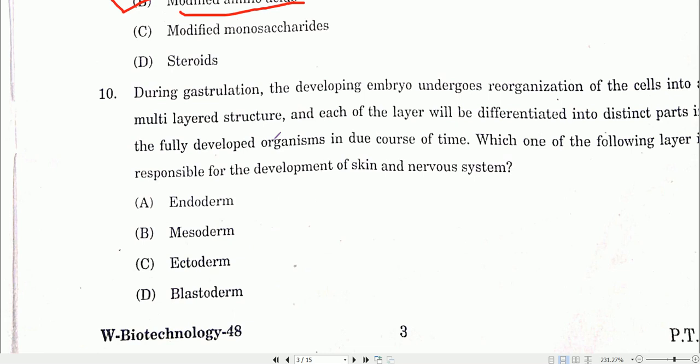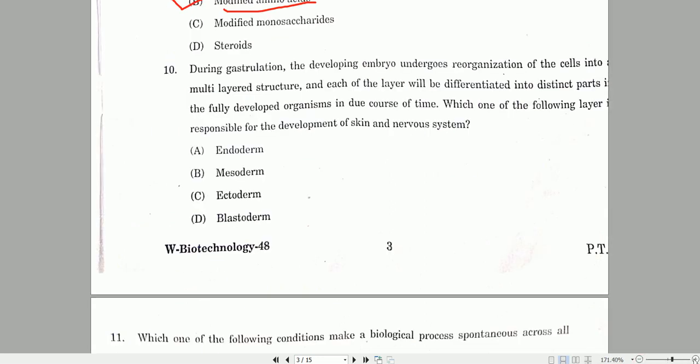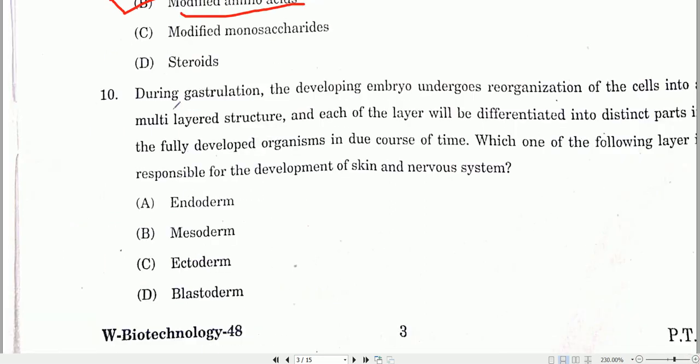Coming to question number 10. During gastrulation, the developing embryo undergoes reorganization of the cells into a multi-layered structure, and each of the layers will differentiate into distinct parts in the fully developed organism in due course of time. Which one of the following layers is responsible for the development of skin and nervous system?